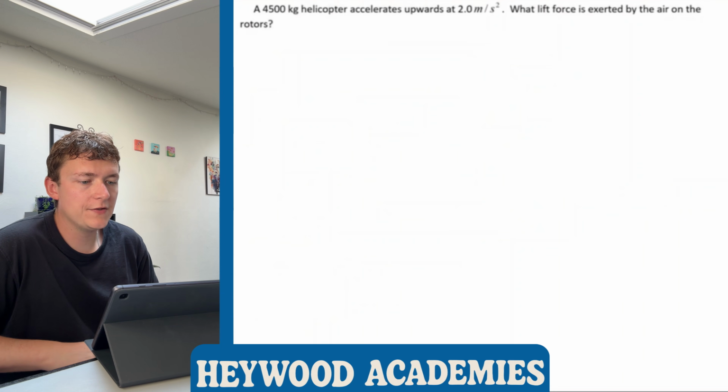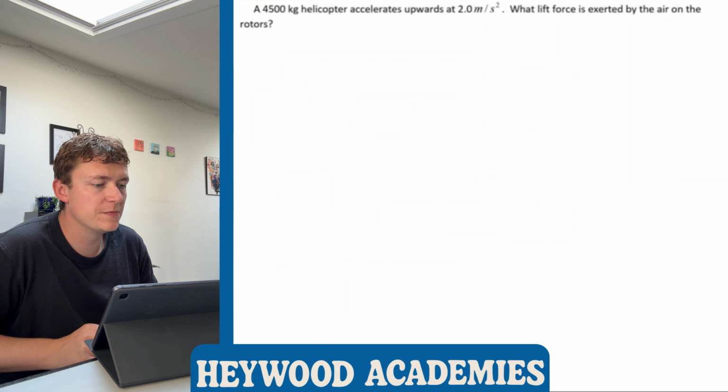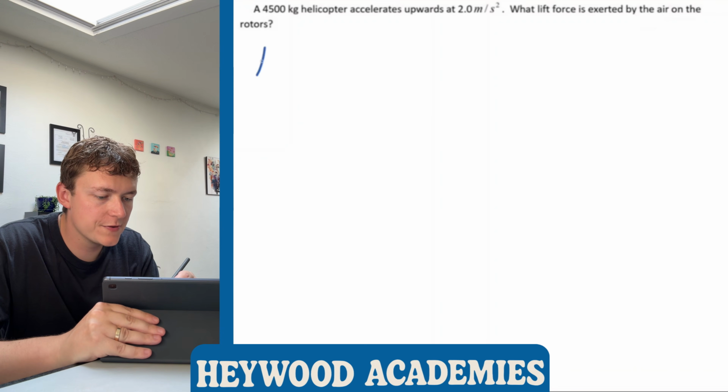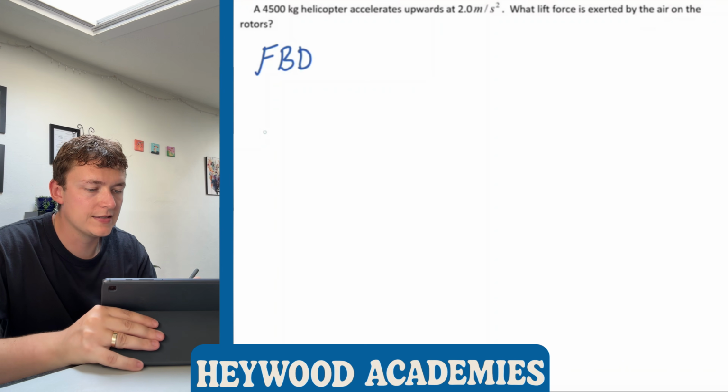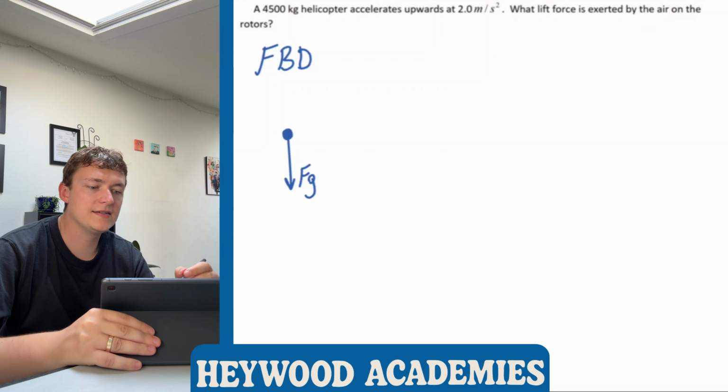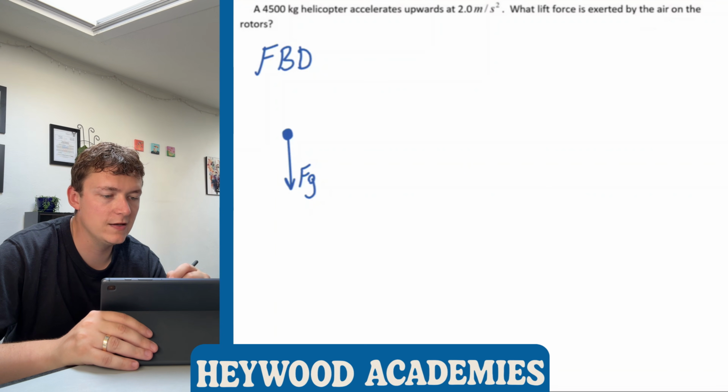A 4,500 kilogram helicopter accelerates upwards at 2 meters per second squared. What lift force is exerted by the air on the rotors? So for all these force questions, I always just start with a free body diagram because that will tell us how we write our equations. We've got a helicopter with force of gravity going down, and they told us the mass there, so we could work that out and figure out what the value of that is.